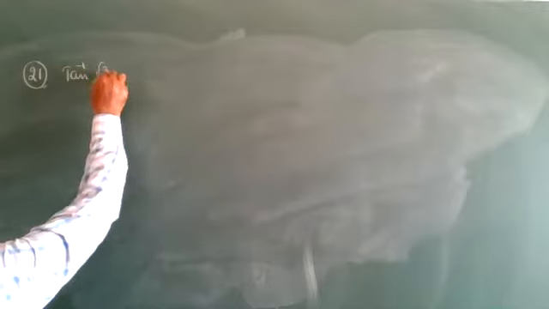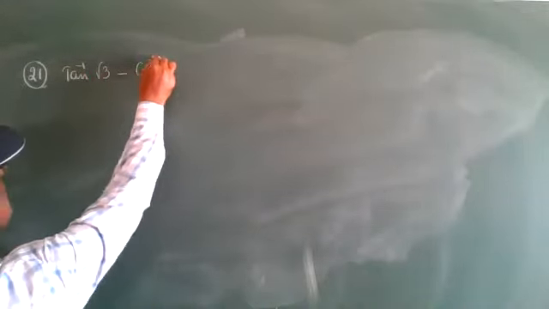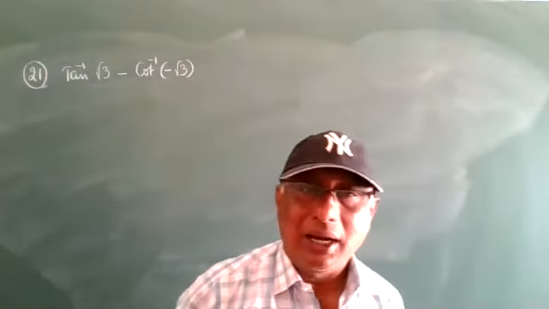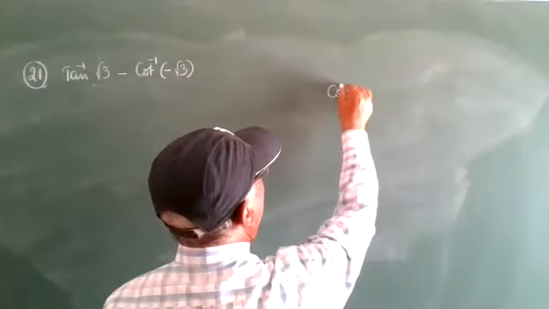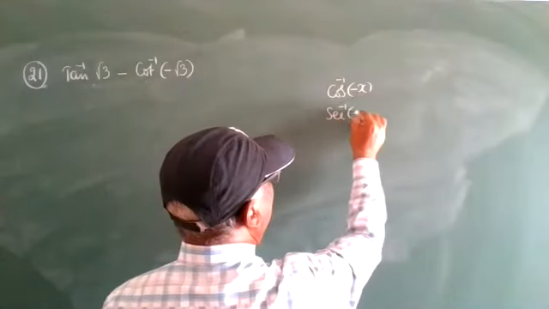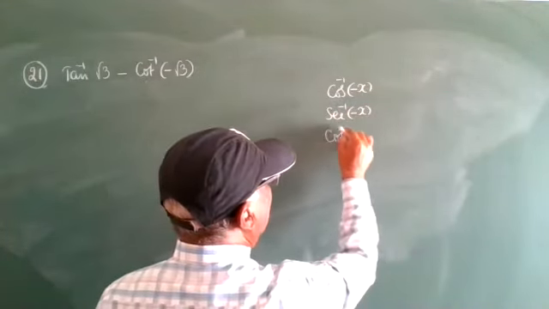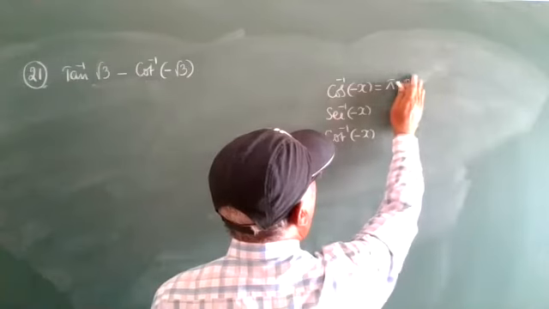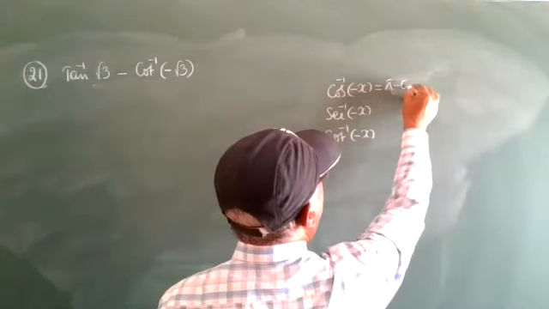Right. 21st problem, everyone see. Tan inverse of root 3 minus cot inverse of minus root 3, value is required. Everyone observe this problem. I already told the negative property of cos inverse of minus x, and secant inverse of minus x and cot inverse of minus x. These three cannot exceed 180 degrees. So pi minus cos inverse x.